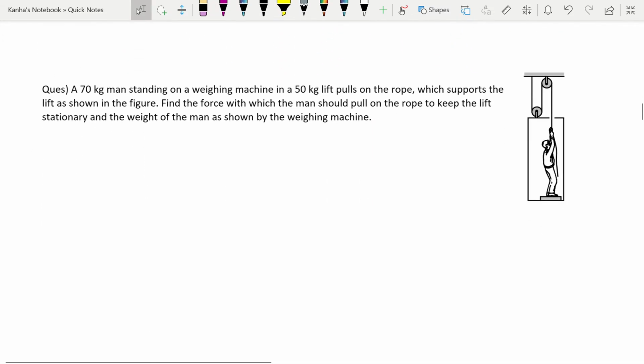Having done the very simple free body diagrams, let's look at one question which has come in the past. A 70 kg man standing on a weighing machine in a 50 kg lift pulls on the rope which supports the lift, as shown in the figure. Find the force with which the man should pull on the rope to keep the lift stationary. The weight of the man shown by the weighing machine is nothing but the normal reaction between the man's feet and the weighing machine.